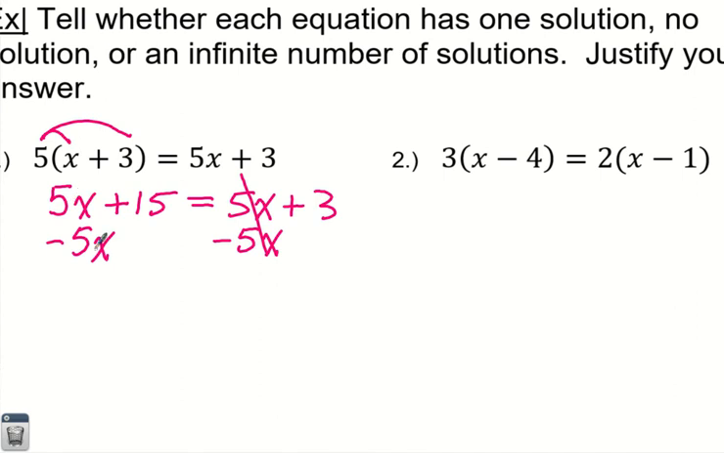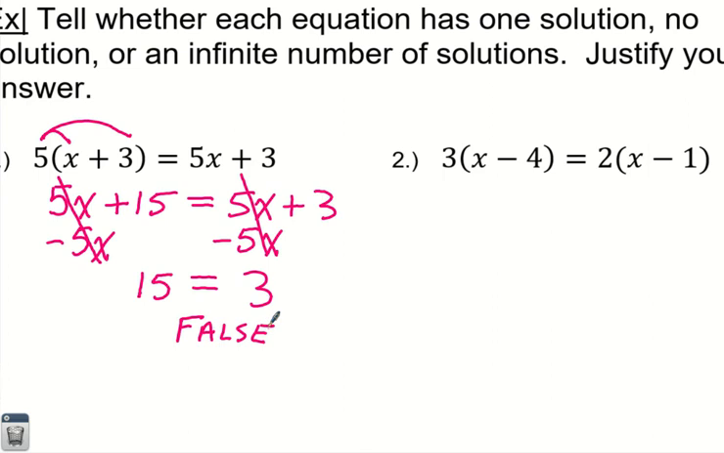5x minus 5x is canceling out to be basically 0. So my x variable is totally gone. My left side is now just 15, and my right side is now just 3. And so now my equation says 15 equals 3. Does 15 equal 3? No.